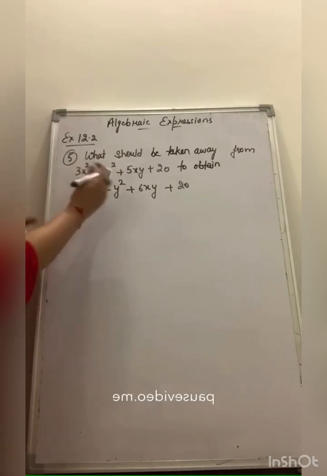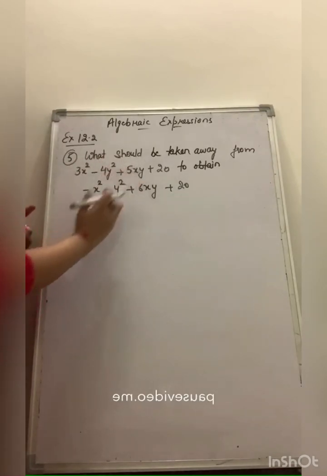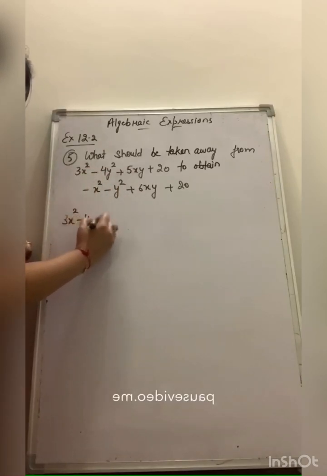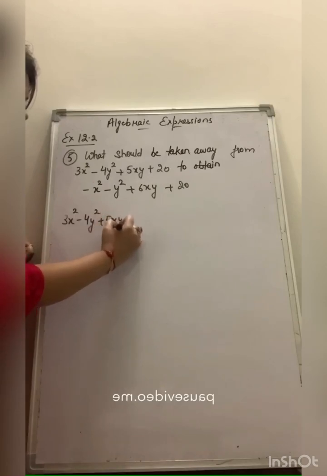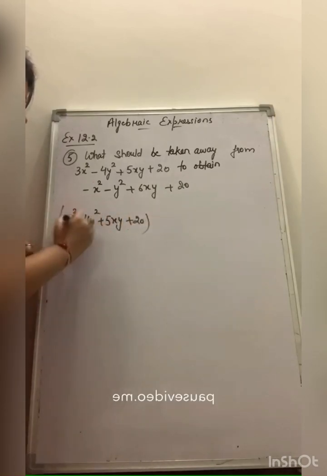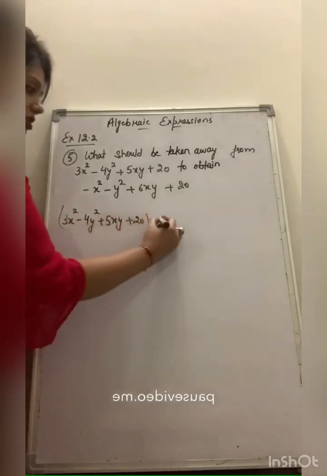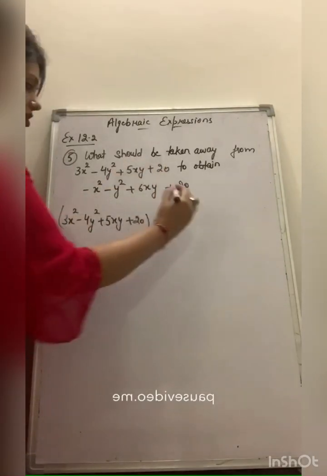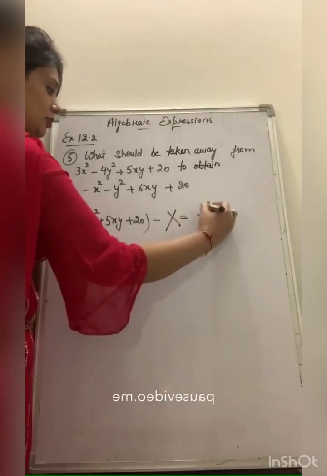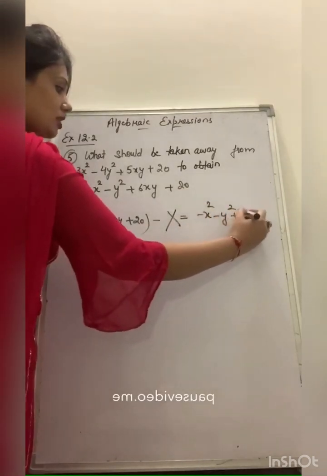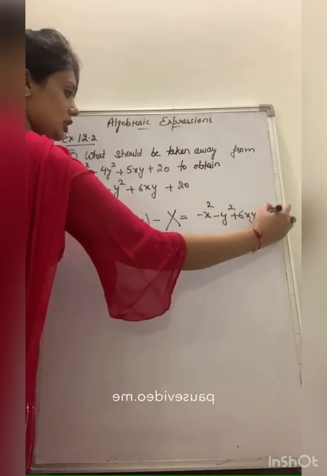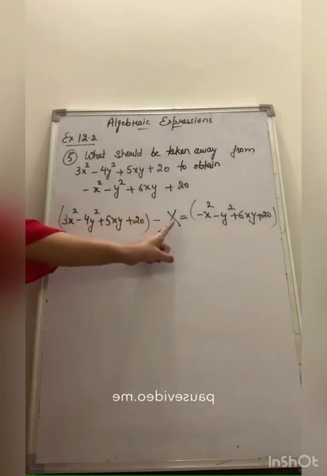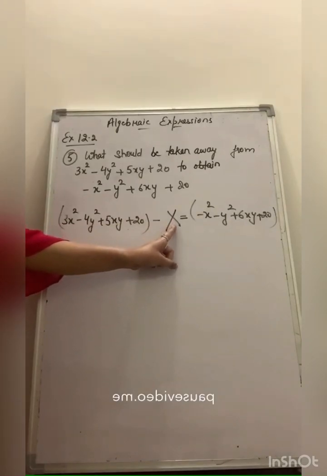Now see, we will again see by making the equation. We are having this. Now we have to take something from this expression. Let us say capital X. We will take capital X from this expression in order to get minus x square minus y square plus 6xy plus 20. Right? So now we want the value of plus x.